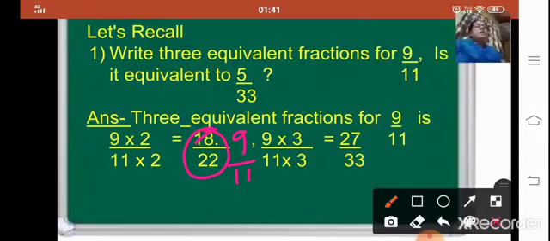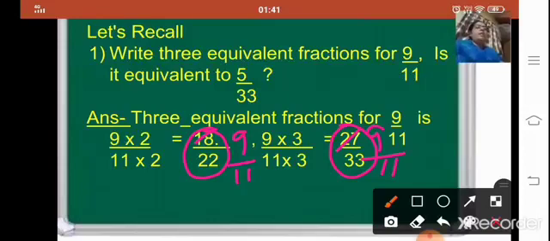The same thing, if I multiply 9 by 3, 9 3s are 27 and 11 3s are 33. Now this 27 upon 33, if I reduce it to the lowest term, 3 9s are 27, and 3 11s are 33.